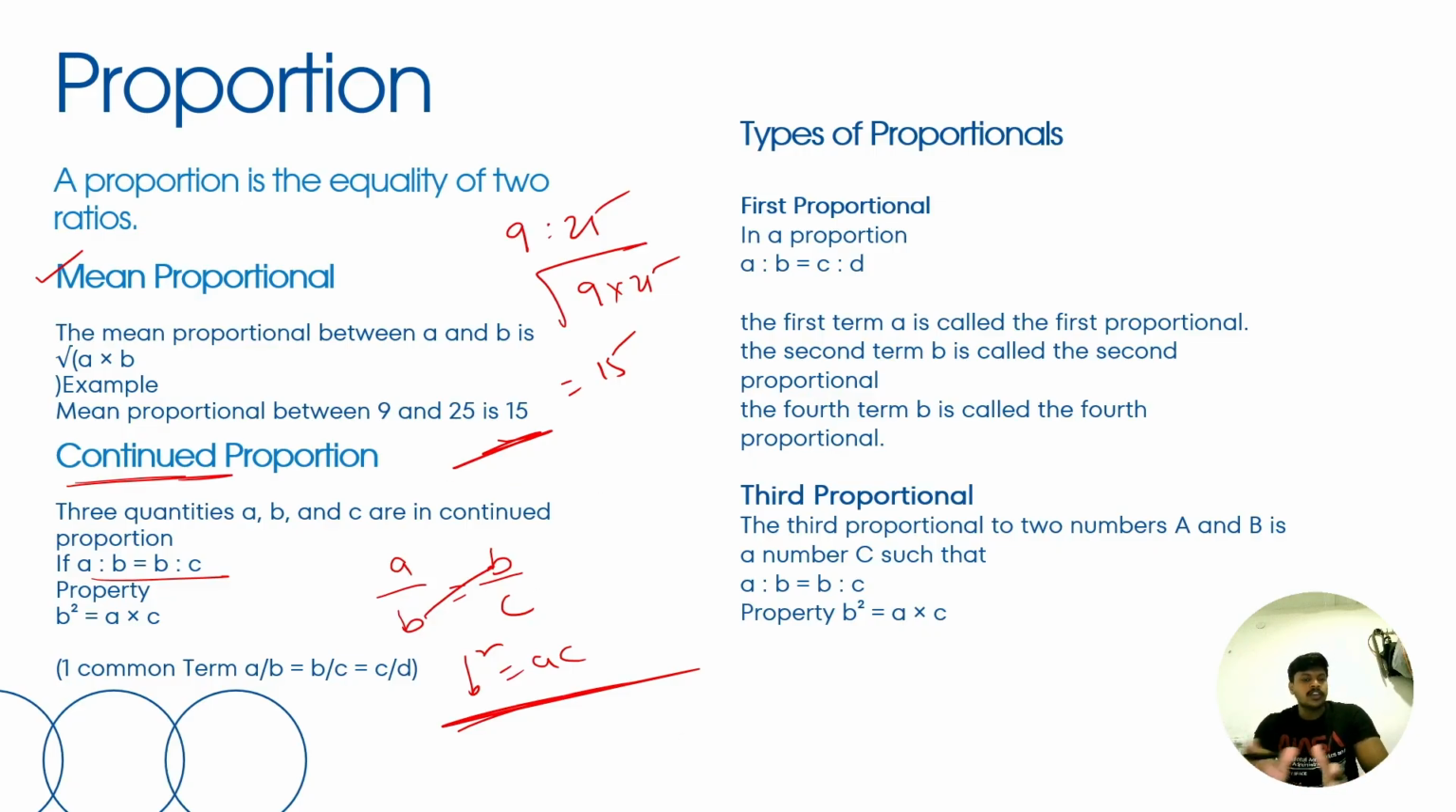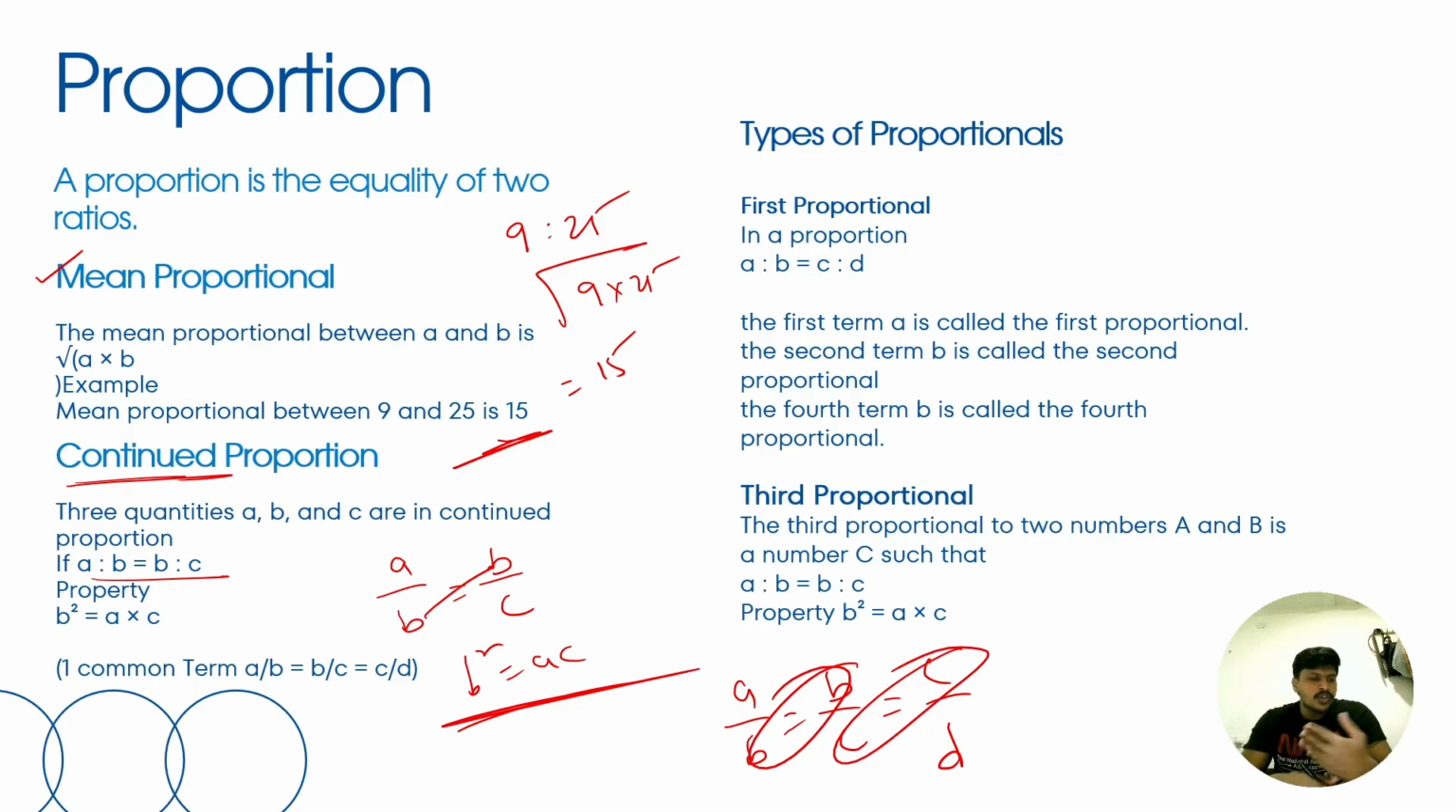Like one common variable is going to be there. Or I can also say A by B is equal to B by C is equal to C by D. See here, one variable is getting continued or not. So in continued proportion, you are going to have at least one common variable between the next ratio and the previous ratio. That is what is meant by continued proportion.